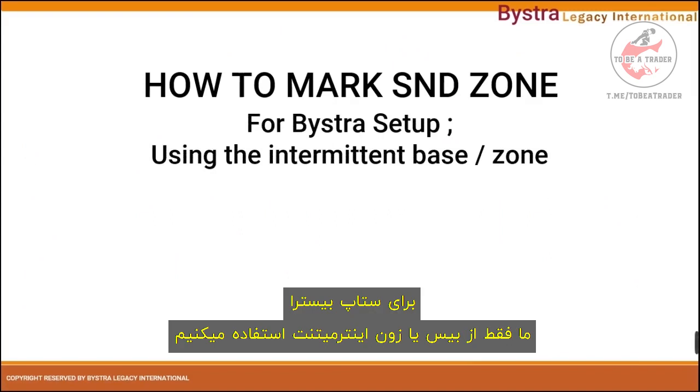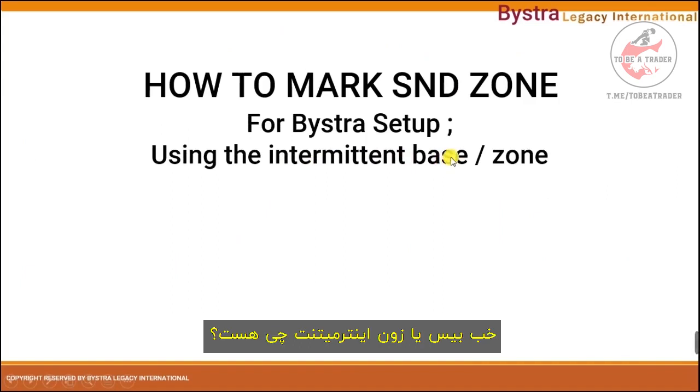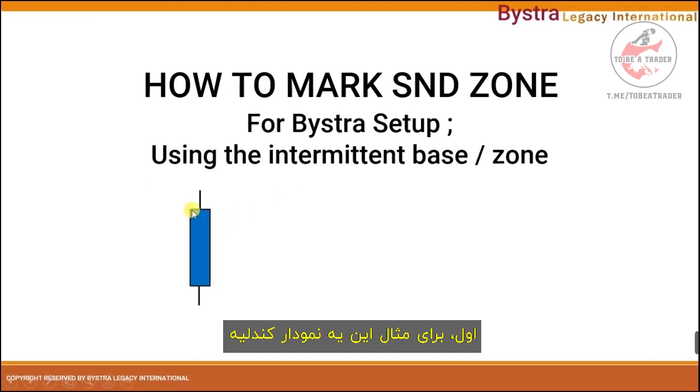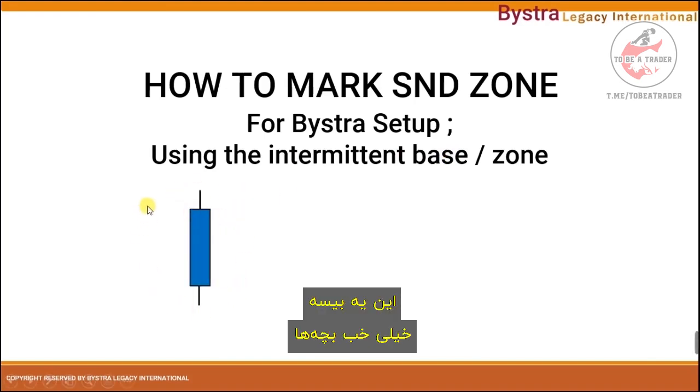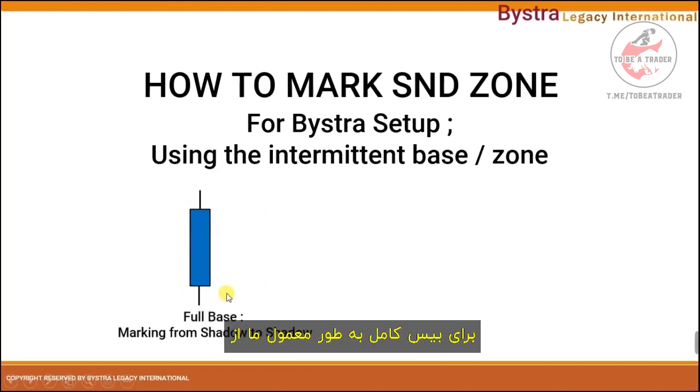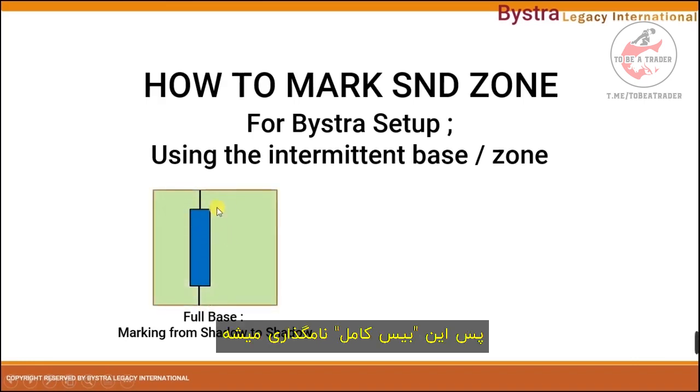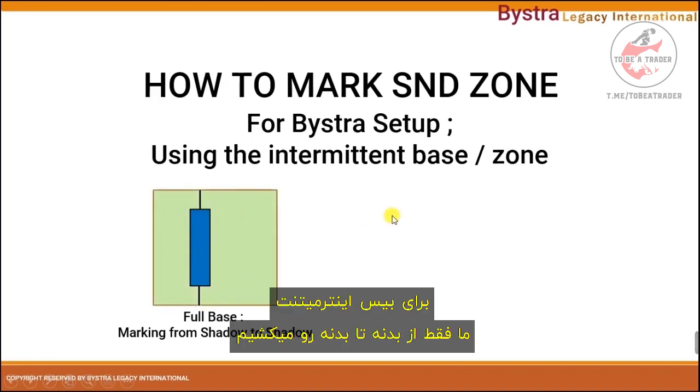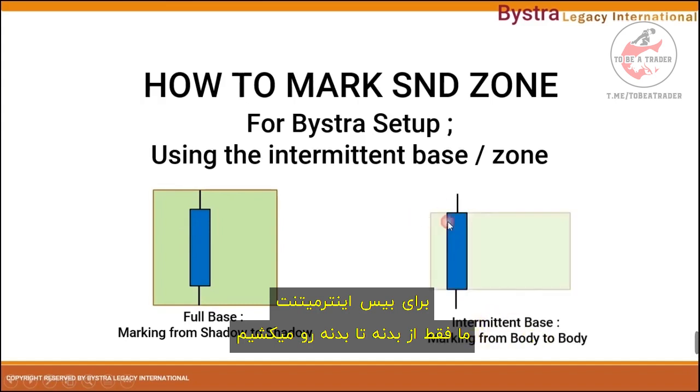For the Bystra setup, we only use the intermittent base or zone. So what is an intermittent base or zone? I will show you in a while. First, this is a candlestick chart. For example, this is the base. Okay, guys. So for a full base, normally we mark from the shadow to the shadow. So this counts as a full base. For an intermittent base, we only mark from the body to the body like this.